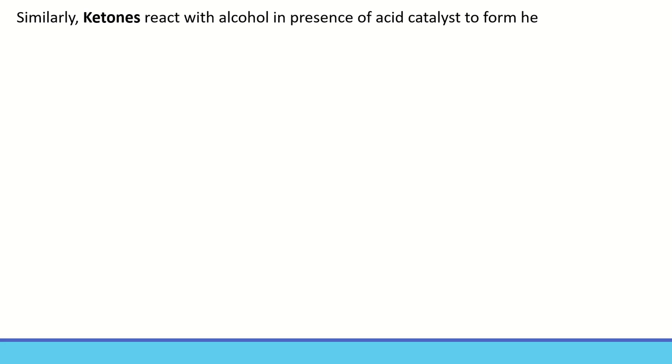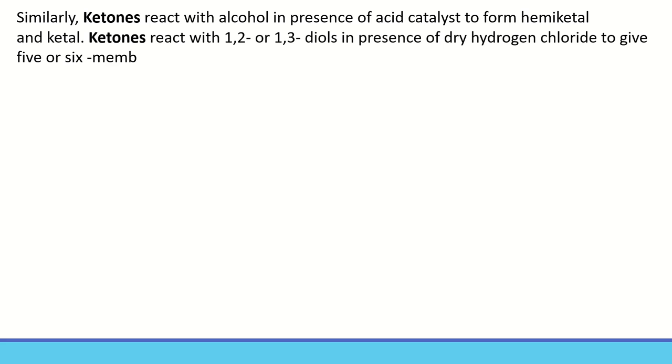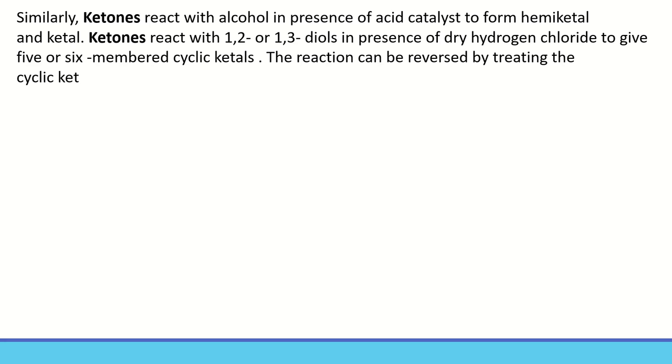Here, ketones react with 1,2 or 1,3 diols in presence of dry hydrogen chloride to give 5 or 6 membered cyclic ketal. The reaction can be reversed by treating the cyclic ketal with aqueous HCl to regenerate the ketones. Acetals and ketals are hydrolyzed with aqueous mineral acid to give the corresponding aldehydes and ketones.